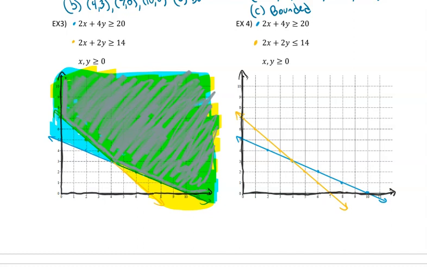Okay, so for part B, we're going to find our corner points. So in this case, there are 3. There's one right here, here, and here. Remember, it's just the corners of that last shaded region that we did. So those are (0, 7), (4, 3), and (10, 0).